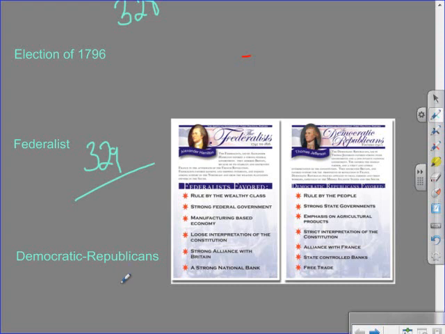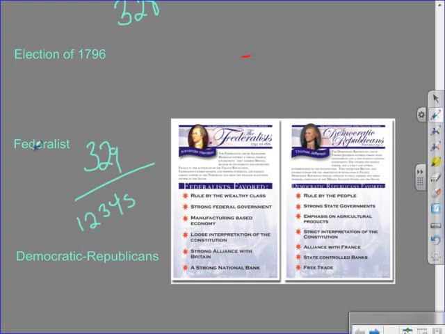Federalists are going to have more of a loose view of the Constitution. Democratic Republicans are going to have more of a strict view of the Constitution. We've talked about that before. If we're looking at interpretations on a number line, I've got 1, 2, 3, 4, 5. If I have a strict view of the Constitution, that means I only have 5 options: 1, 2, 3, 4, and 5. There's no reading between the lines.